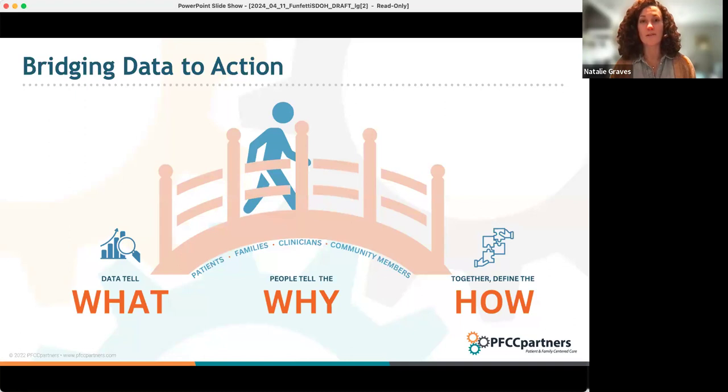And the way we can better understand the why is by talking with people, right? We can talk with our patients, our family caregivers, our neighbors, the people that we interact with every day. We also need to talk with the clinicians in our facility who also have an understanding of what's going on, some of the barriers that they're facing, or some of the barriers that they see patients facing.